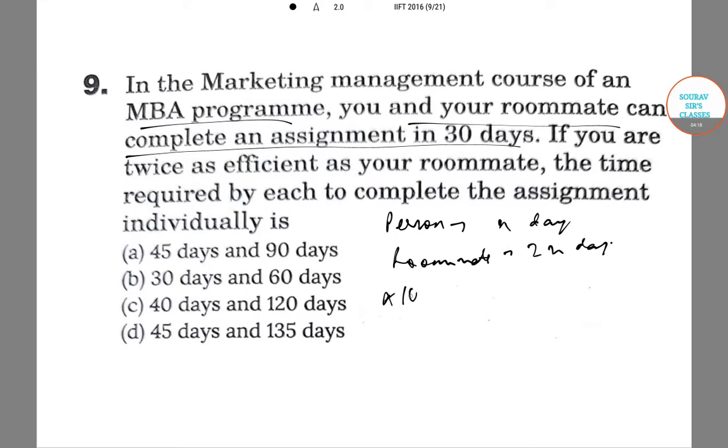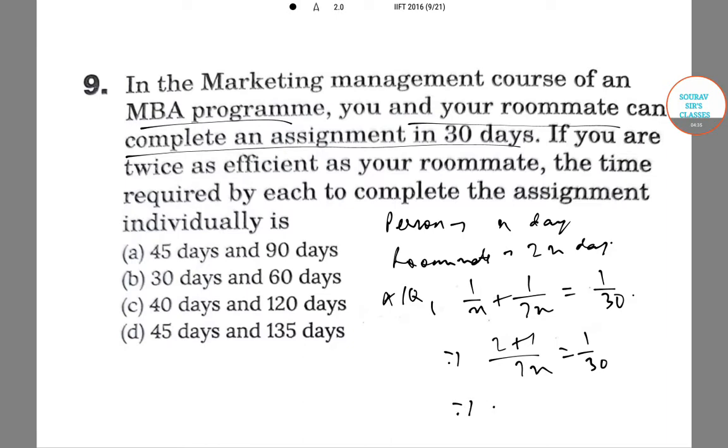Then according to the question, 1 by x plus 1 by 2x is equal to 1 by 30, or 2 plus 1 by 2x is equal to 1 by 30. From here we get x is equal to 45 days. So 2x is equal to 90 days. So the time would be 45 days and 90 days respectively, that is option A.